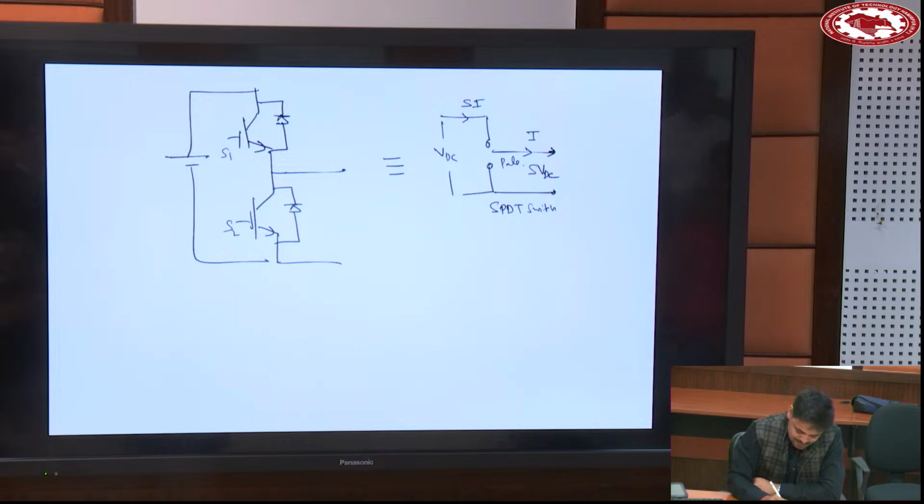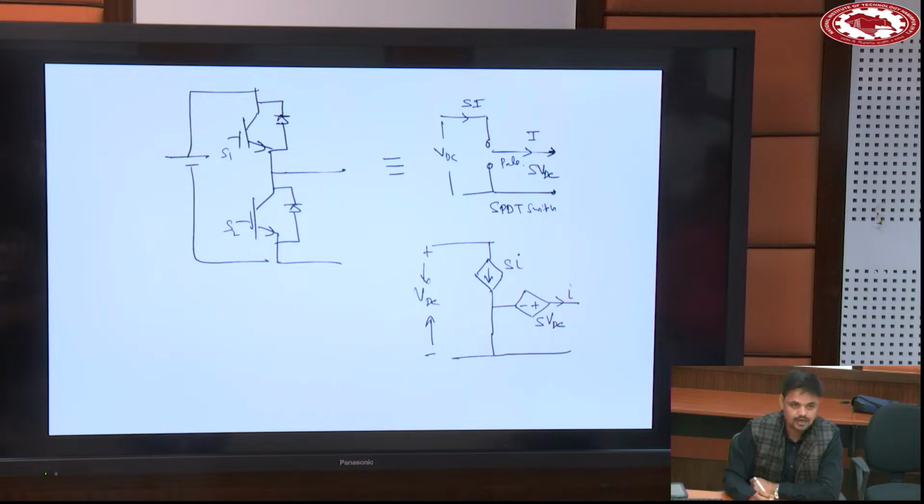So can't you model this as this SPDT switch, like a controlled current and controlled voltage source, where this value is S VDC and this current is SI? So this is the actual model of this single phase half bridge cell, how it is modeled. It's a controlled voltage and controlled current, a combination of both.